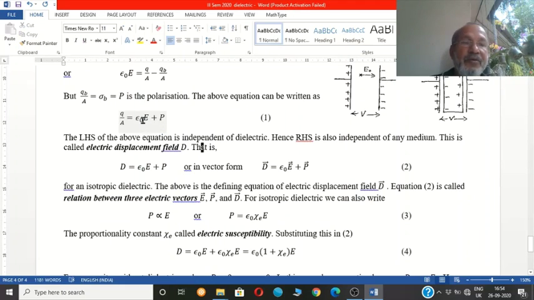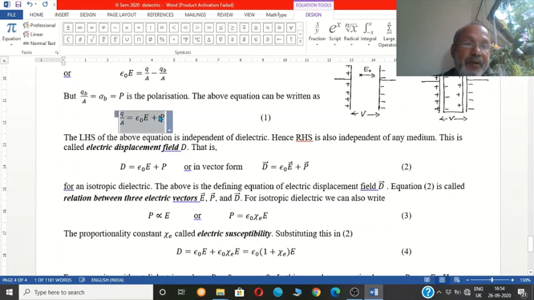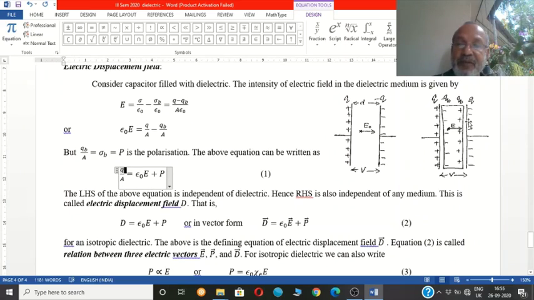On the RHS you have got two quantities. This E, which is the field inside a dielectric, will depend upon the dielectric, and P, which is the induced dipole moment per unit volume, also will depend upon the medium. So both depend upon the medium, but the LHS is independent of any medium, that is the charge on the capacitor plates, this Q, which depends only on the voltage we apply to the capacitor. So this Q by A will be independent of any medium. So the RHS also should be independent of the medium.